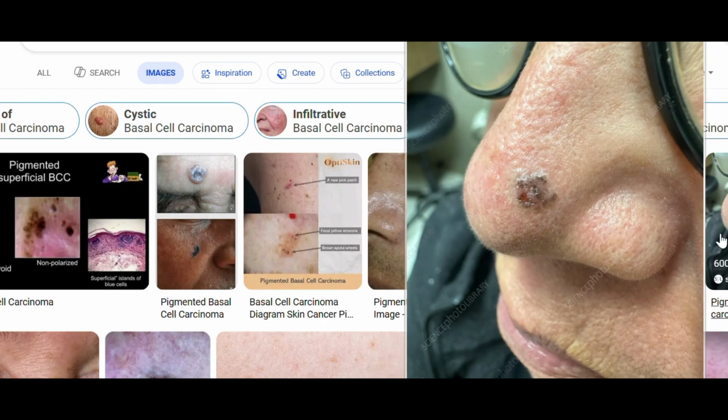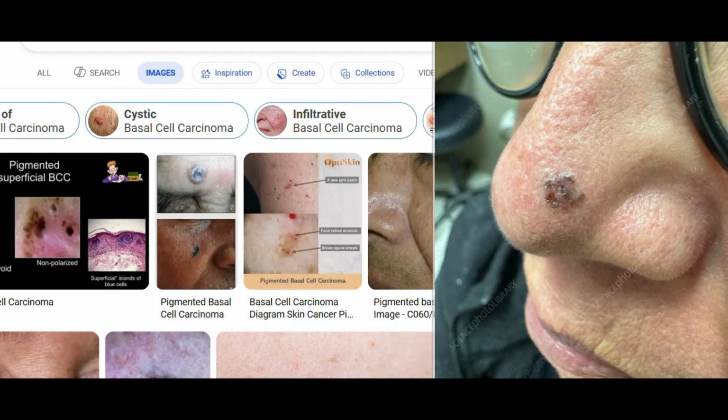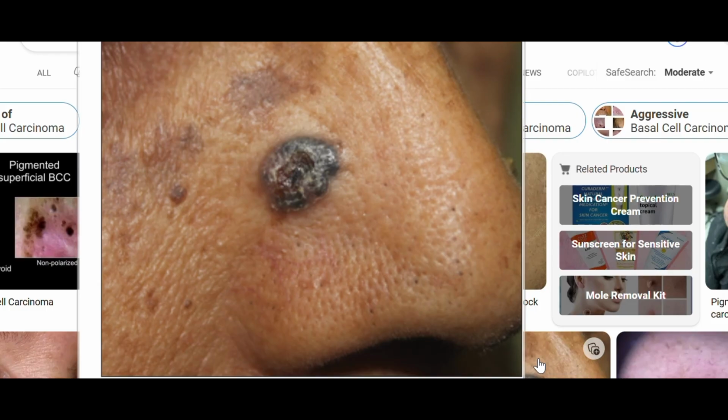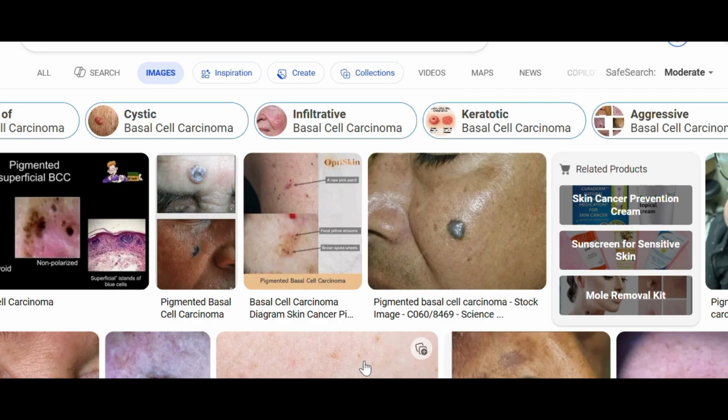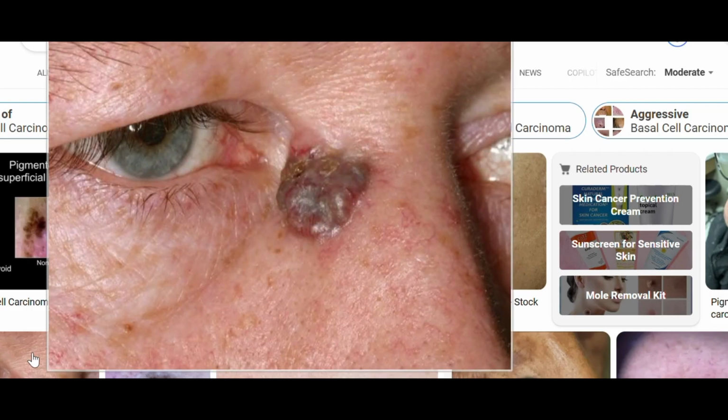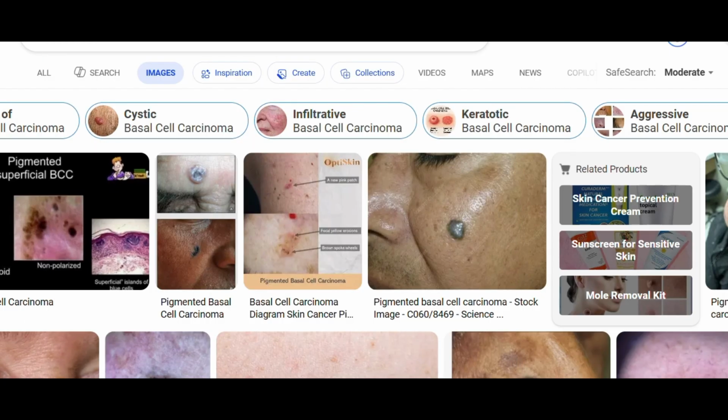Pigmentation. This is the ulceration and the rolled edges. Rolled edges, pigmentation, and the central ulceration. The ulceration, broad edges, pigmentation. This is pigmented basal cell carcinoma.